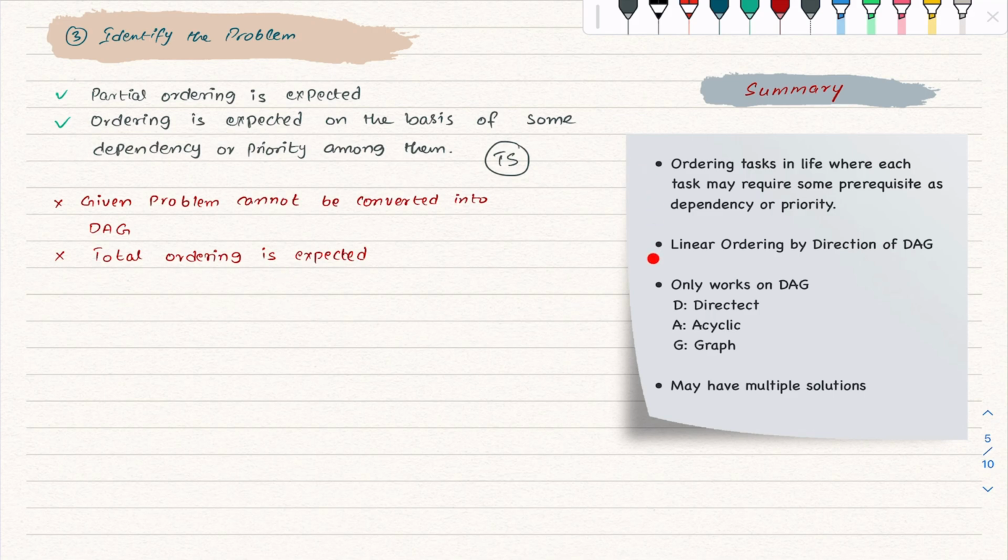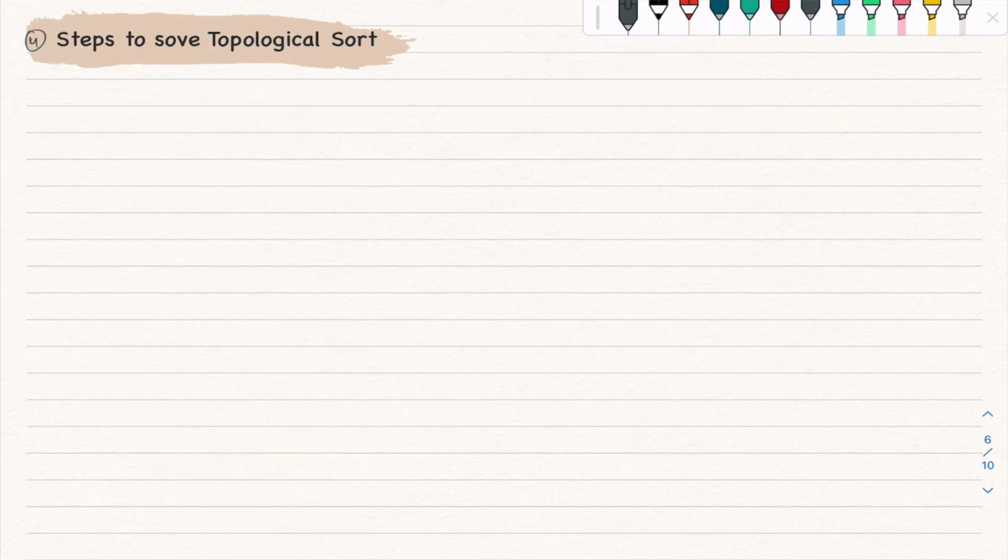Now let's see what steps we can do to get the topological sorting. Now let's see how we can solve some question using the topological sort. So topological sort can be solved using two ways. The first we can solve using DFS, depth first approach, and the second with the BFS approach. BFS, you can also consider it is Kahn's algorithm.